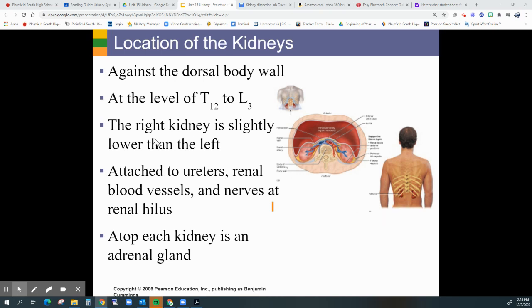Okay. Right kidneys are usually a little bit lower than left. It's just the way that we're kind of designed. They attach to the ureters and then urinary blood vessels at this little thing called the hilus. All right. So we'll see that here in a second. That's where everything kind of comes in here on each side of the kidney. And then on top of both kidneys, as we learned in the endocrine system, are the adrenal glands.